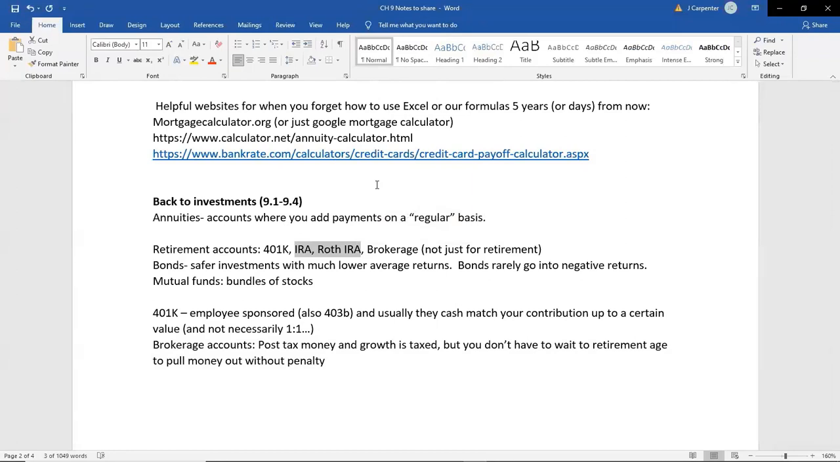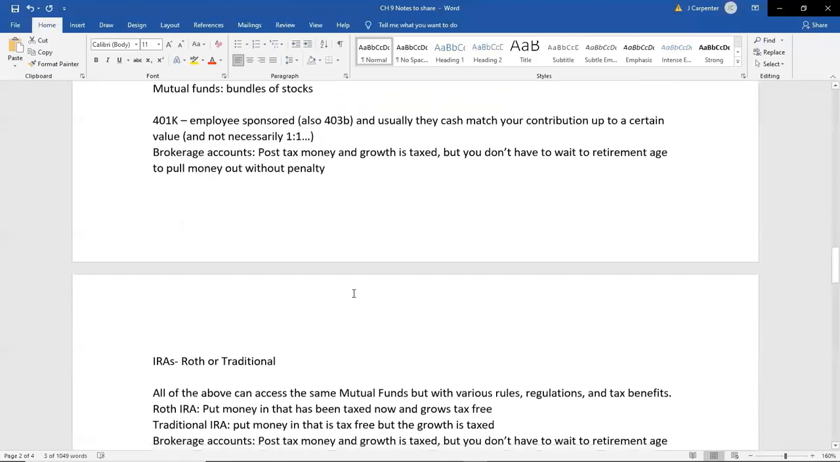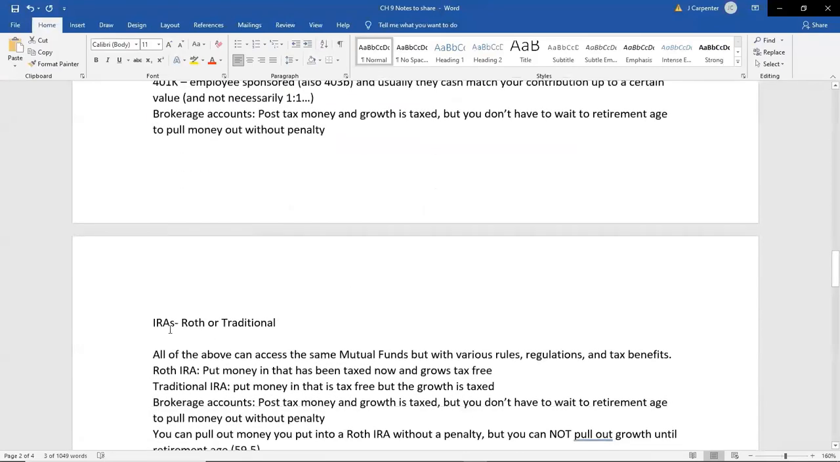So what's the difference of IRA versus Roth IRA? The first one, where I just have IRA, a lot of people will call that the traditional IRA. But without the word traditional, it means the same thing. So I'm going to scroll down a little bit to where we have, here we go, we're down here.